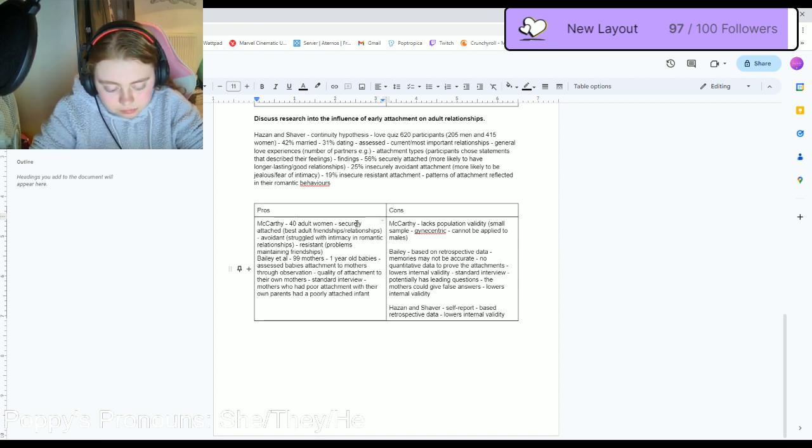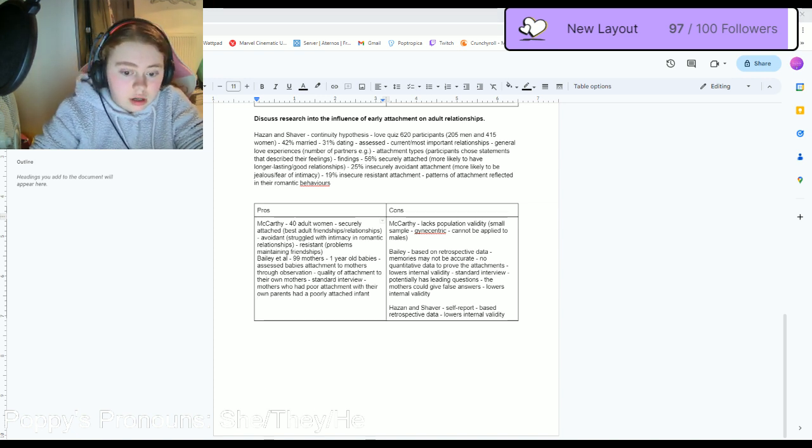One of them being what we just talked about. Most studies have relied on retrospective reports from adults of their internal working models as children, which means they could be low on internal validity as they lack accurate recollections. So yeah, that's basically what we've just already said.